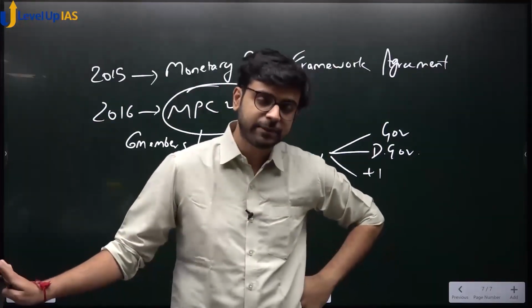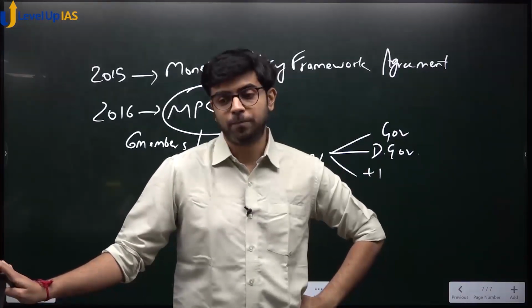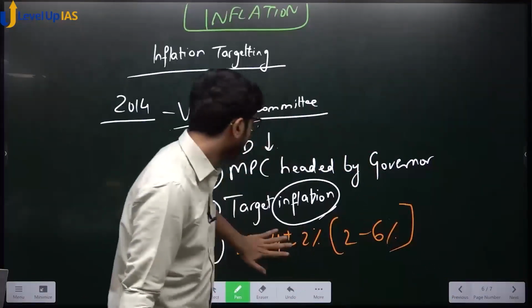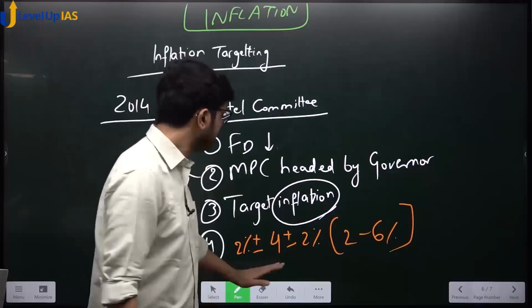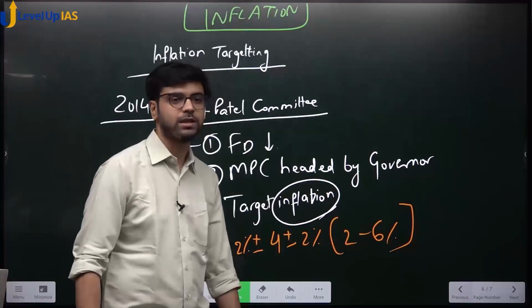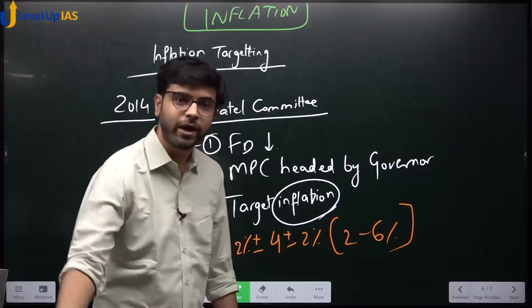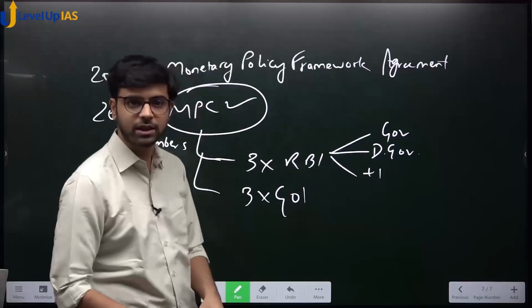These six people come together and discuss what should be the policy action taken. So see, for example, they have set a target of 4 plus minus 2%. See, this was the recommendation. We don't know what target they have set. They have set the target of 4 plus minus 2%. Tomorrow, if inflation goes to 7%, then what actions are required? That will be discussed and decided by the monetary policy committee.